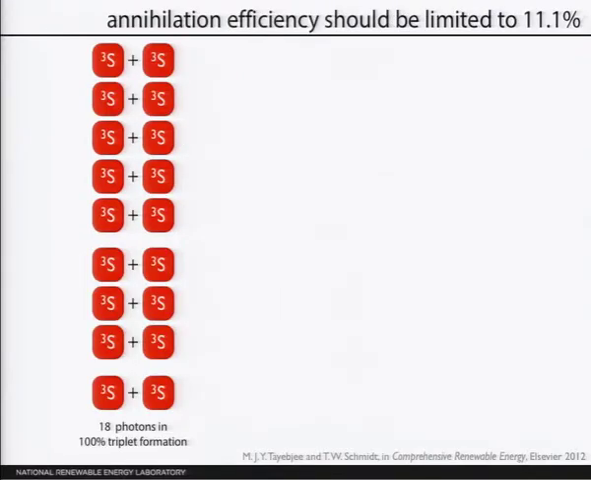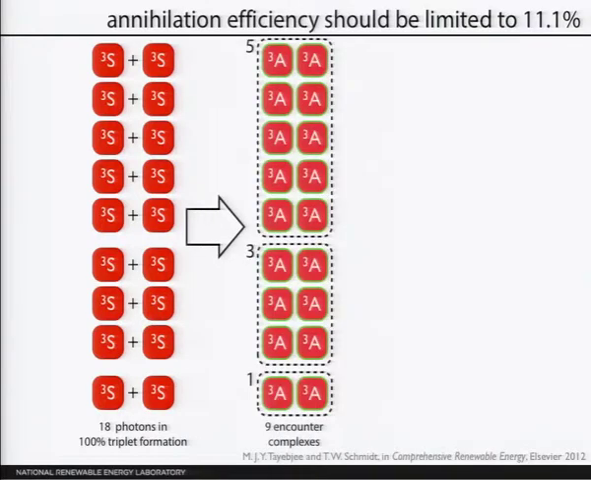For those of you who know a little bit about spin statistics of this kind of process, we should actually be limited to an efficiency of 11%. And the reason for that is when two triplet sensitizers give their energy to the acceptor and we form these encounter complexes, we can get 5 out of 9 pairs occupy a quintet state, 3 would occupy a triplet state, and 1 would occupy a singlet state.